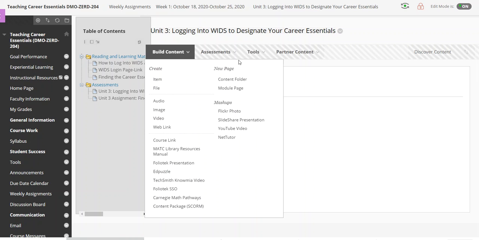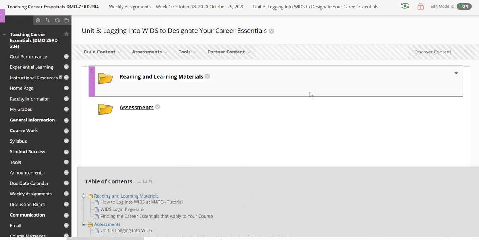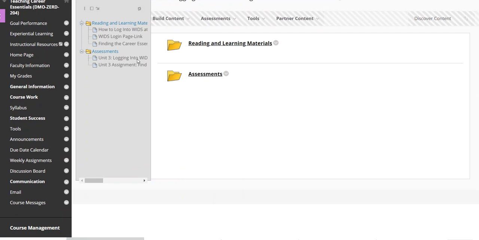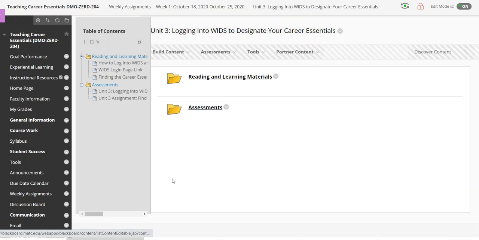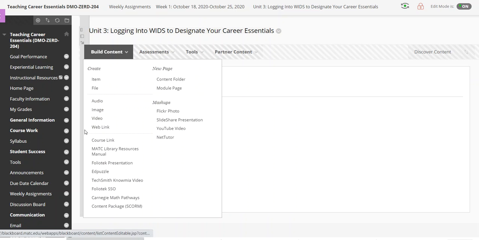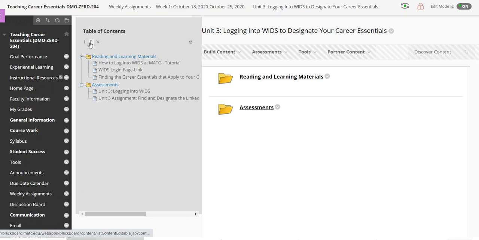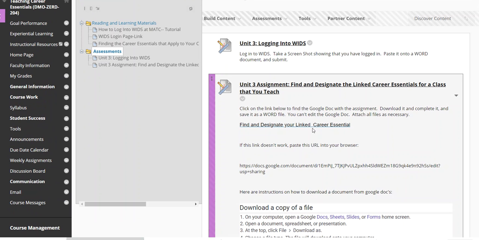There will be specific reading and learning materials for that and assessments. Now note, you should know how to use Blackboard by now, but if you don't, just keep in mind that you always want to see that table of contents. Sometimes your table of contents jumps around. I like it on the left-hand side. This is what moves it from the left-hand side to the bottom, that little arrow. You can make it smaller by going like that. If you do not see the table of contents on the left, you should click on that bigger box so that you can see it, and then you can click through and get easily to any of these folders.